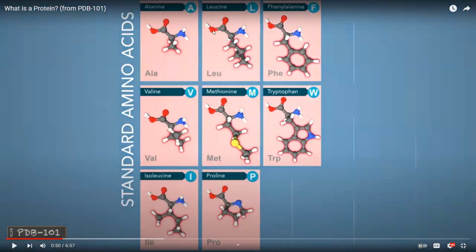So here, if you look at the different amino acids, they've highlighted how each one of them has a side chain that is different. So an alanine will have this type of side chain, a leucine will have this type of side chain, phenylalanine will have this type of side chain, so on and so forth.